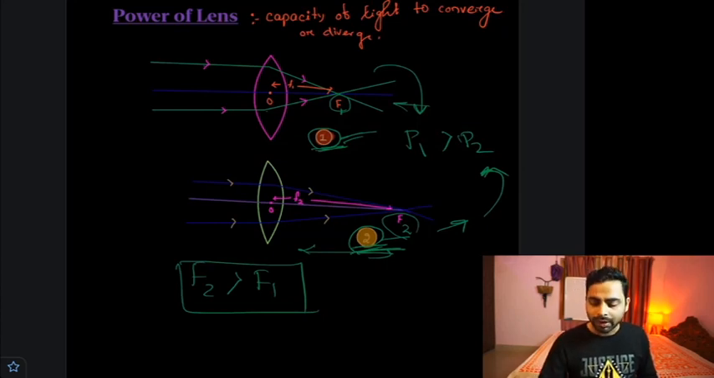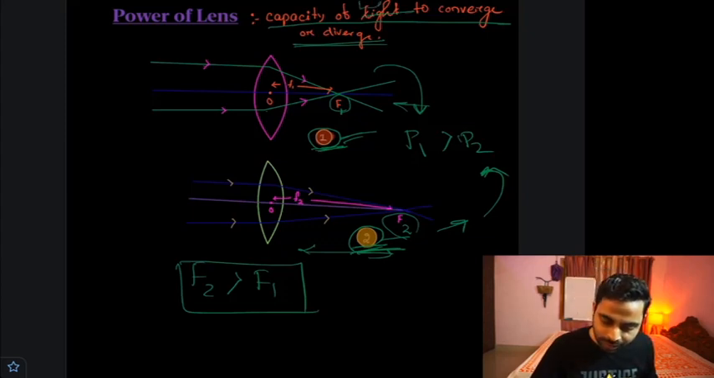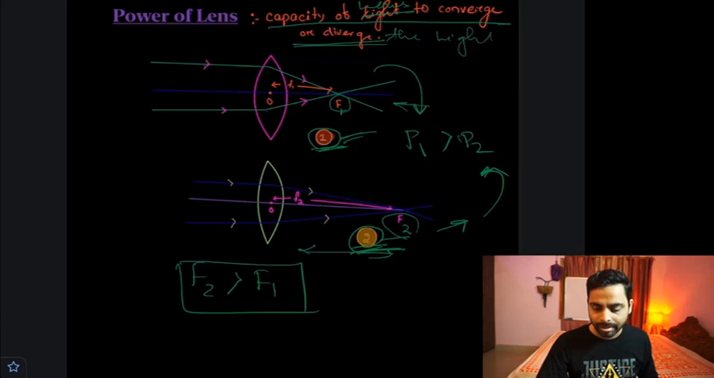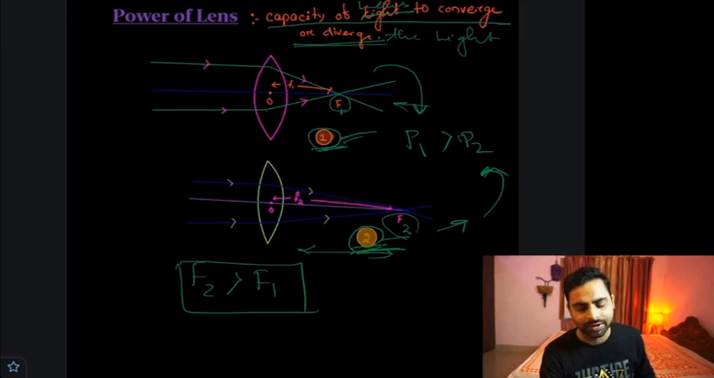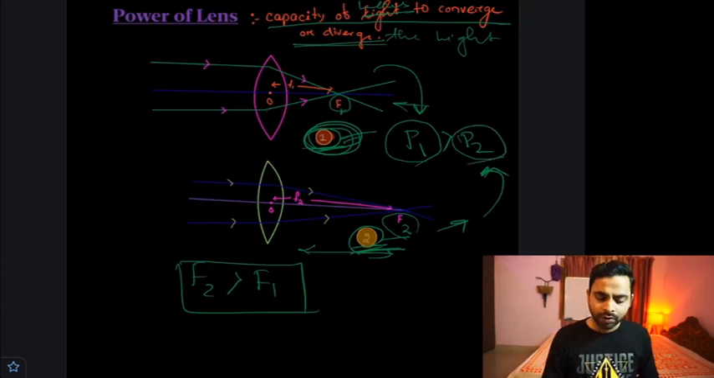तो पावर को कैसे डिफाइन करेंगे, तो पावर होता है capacity of lens to converge or diverge the light. Capacity of lens to converge or diverge the light is called the power of lens. So यहाँ पर lens 1 ज़्यादा जल्दी converge कर पा रहा है, तो हम बोलेंगे कि power of lens 1 is more as compared to the power of second lens. So we know this is the definition of power.